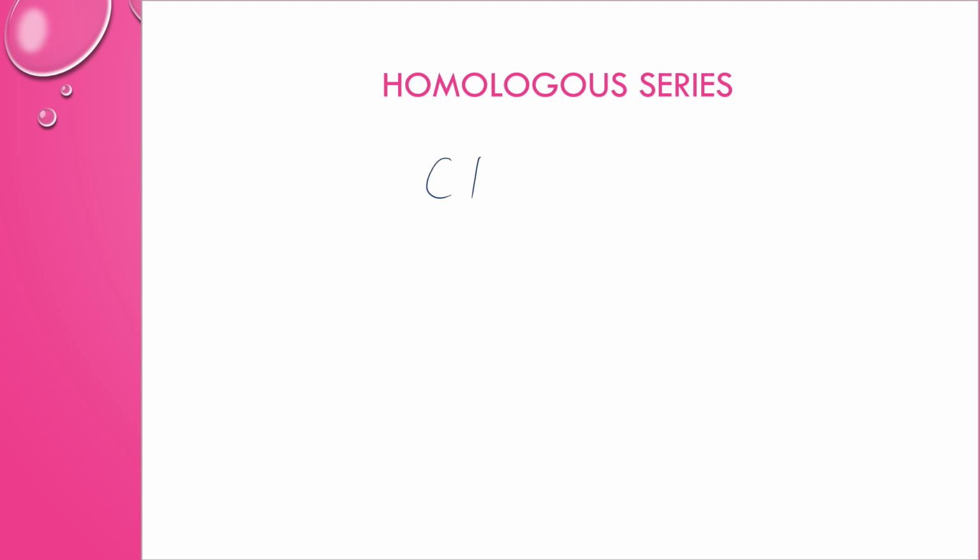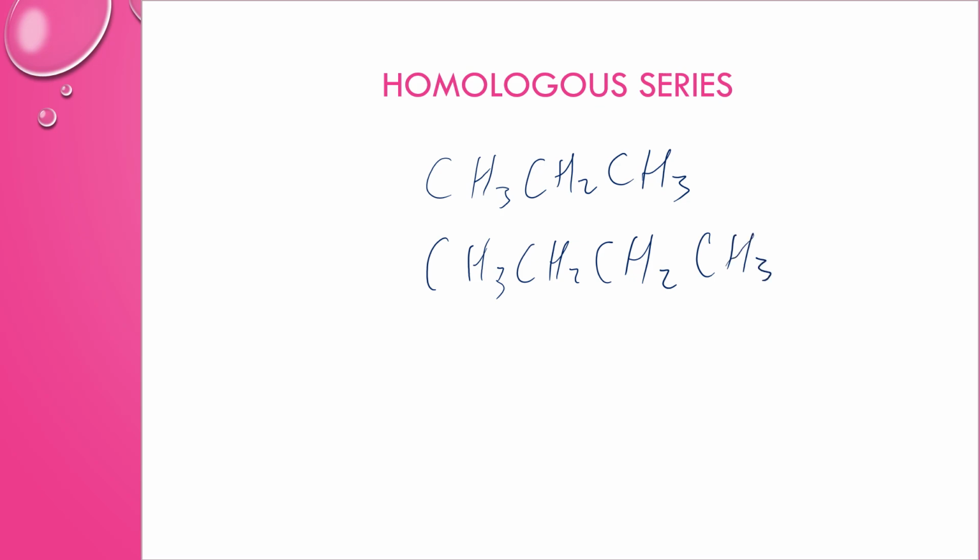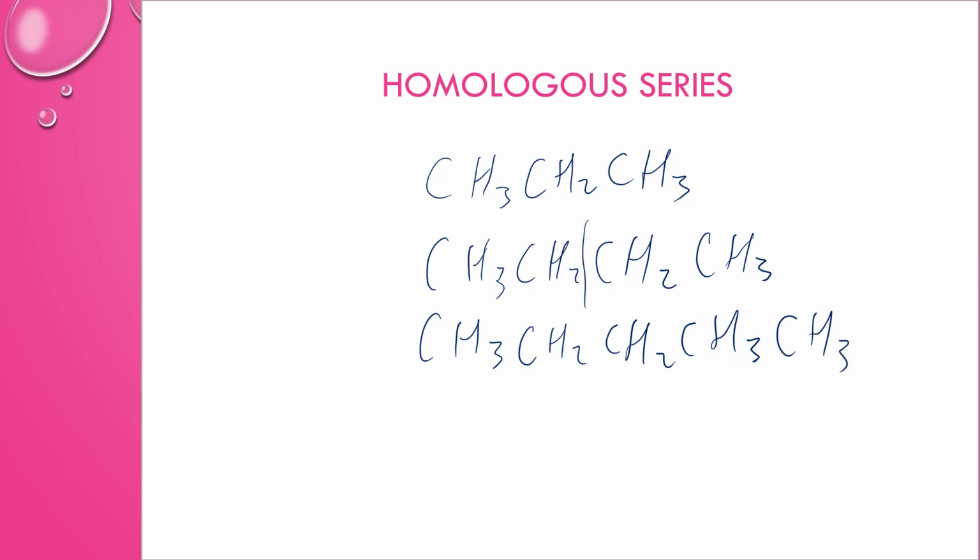So let's look at, if I have CH3, CH2, CH3, that's propane. CH3, CH2, CH2, CH3, that's butane. And that one is pentane. So the difference is each time I'm adding an additional CH2 group, which is often the case. It's very frequently CH2 is the additional unit. So these make up a homologous series. So they just differ by the number of that unit.